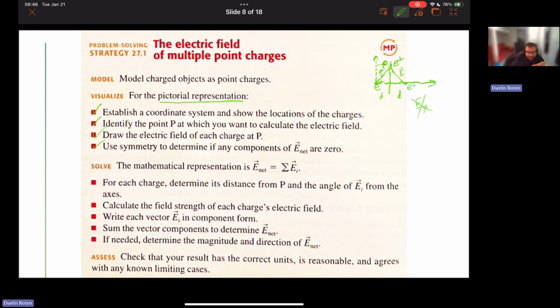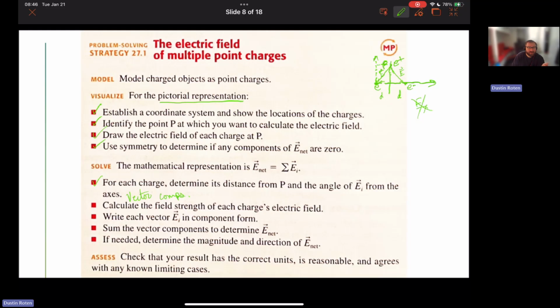Now that we've gone through this little fake example just to demonstrate and give a pictorial representation of these steps, now we can jump to the mathematics of this. Okay, so the physics is over. Now we're just looking at the mathematics. So for each charge, you would just determine its distance from P and the angle, right? Okay, so now you're just getting vector components. It's just vector components.